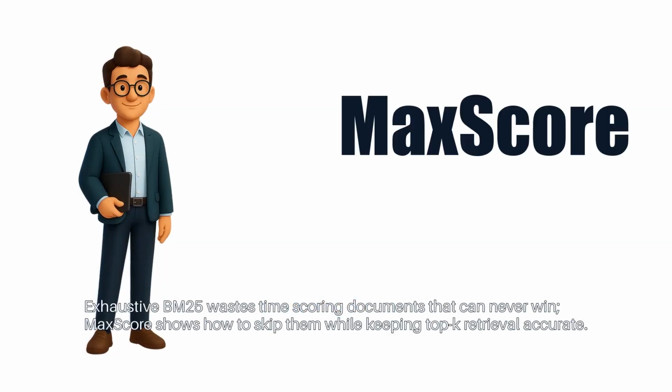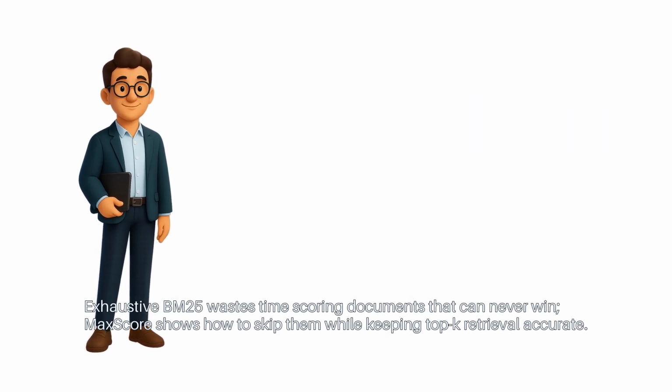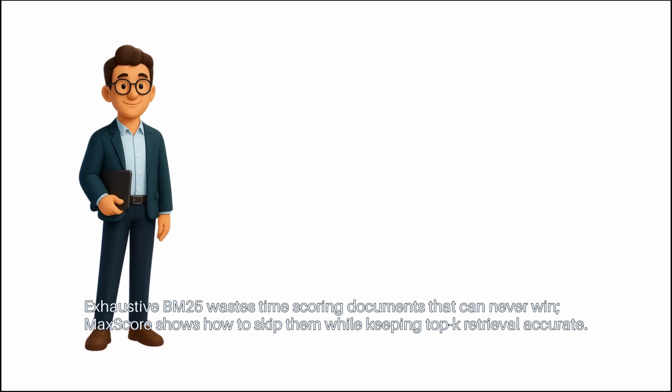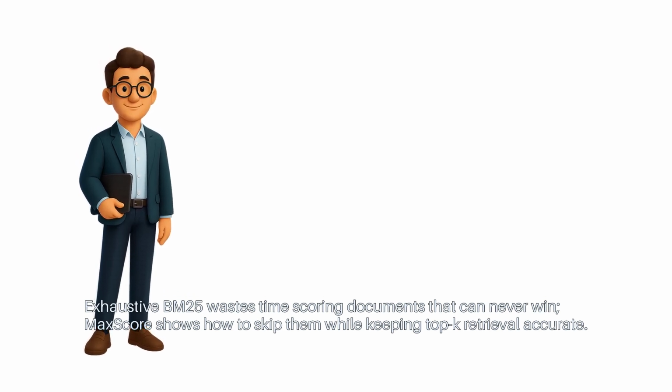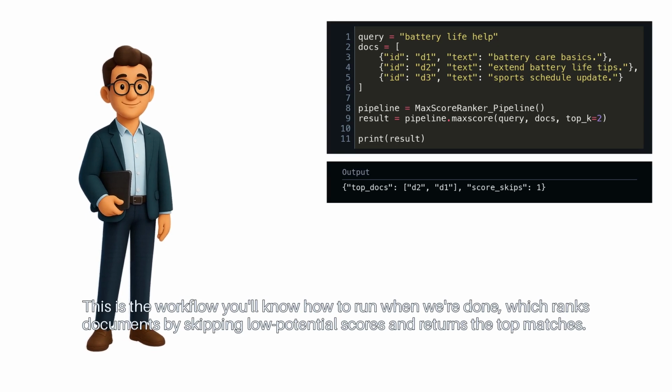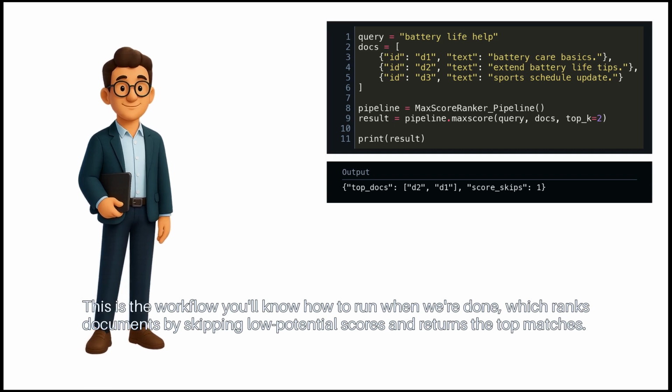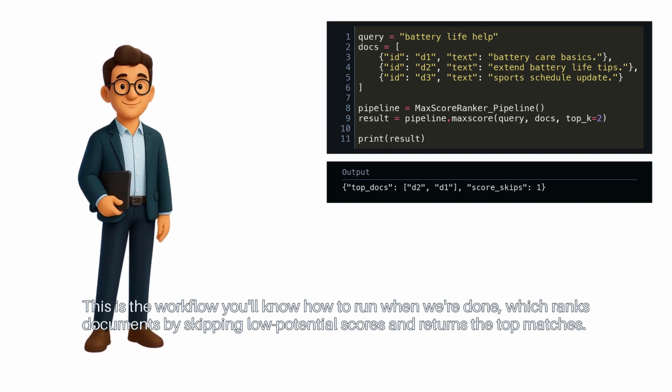Exhaustive BM25 wastes time scoring documents that can never win. MaxScore shows how to skip them while keeping Top-k Retrieval accurate. This is the workflow you'll know how to run when we're done, which ranks documents by skipping low potential scores and returns the top matches.